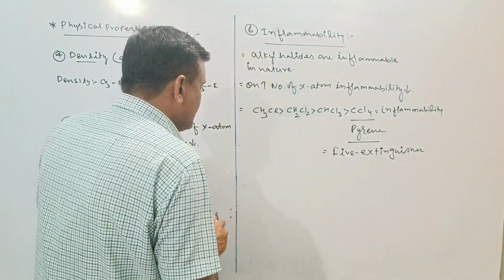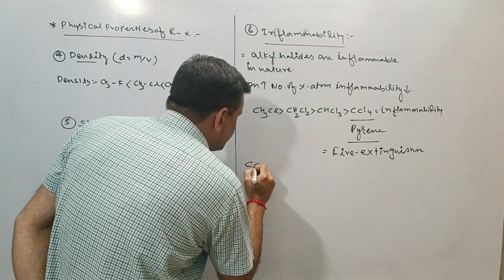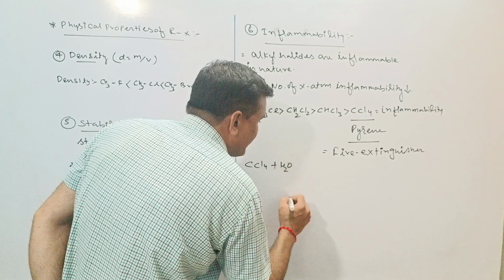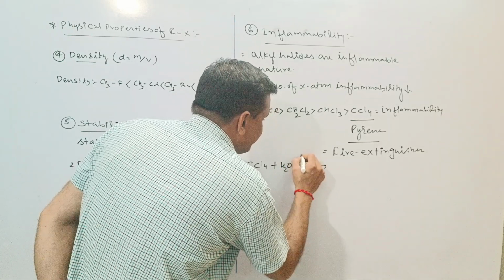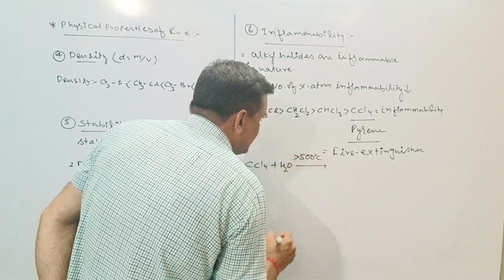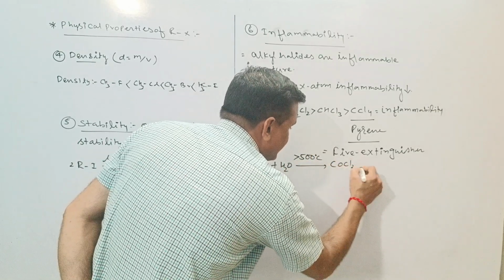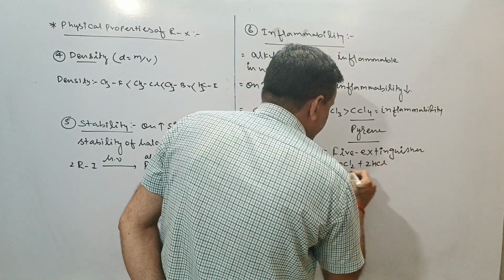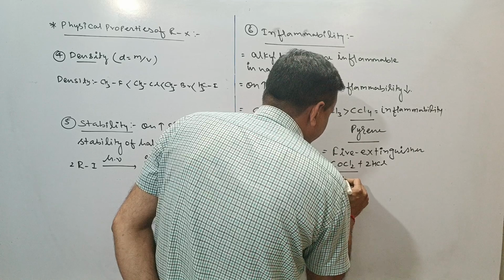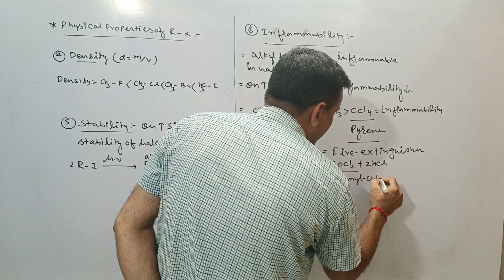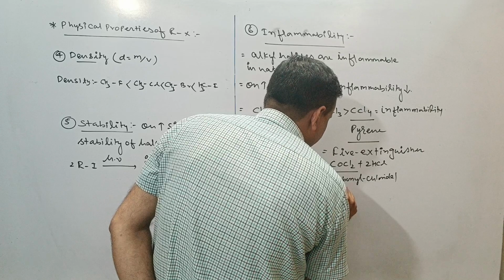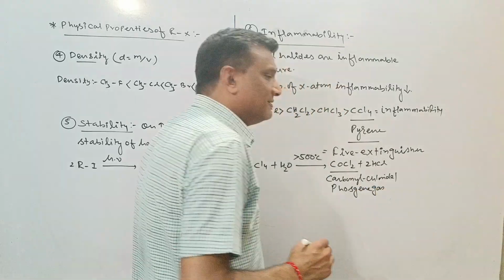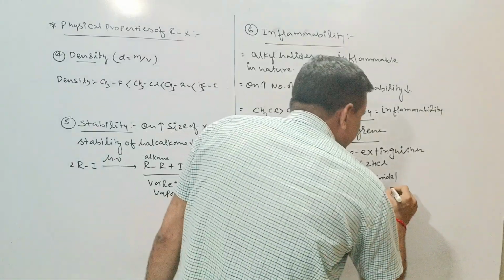This is very important. Because when CCl4 is used, no doubt the surrounding atmosphere has moisture and the temperature would be above 500 degrees Celsius. So here will be formation of COCl2 and removal of 2 HCl. This is called carbonyl chloride, or you can call it phosgene gas. This is the phosgene gas, and this gas is toxic in nature.